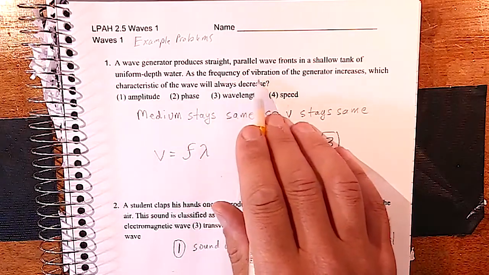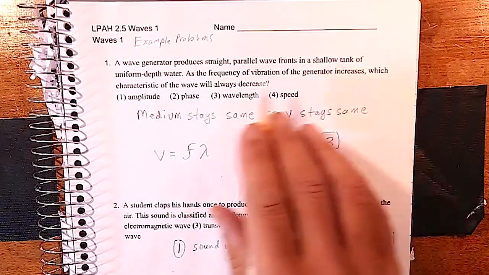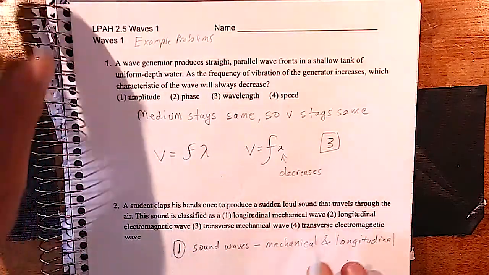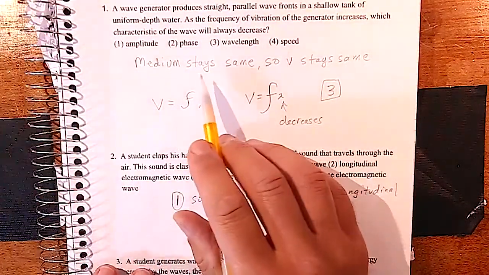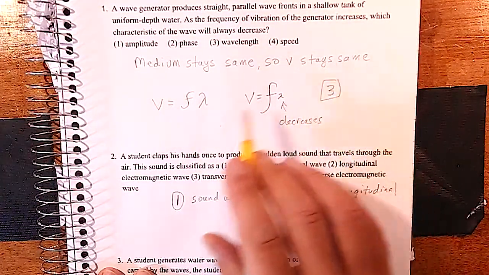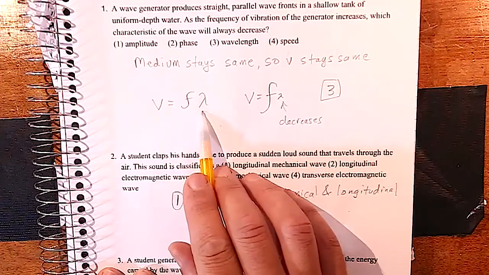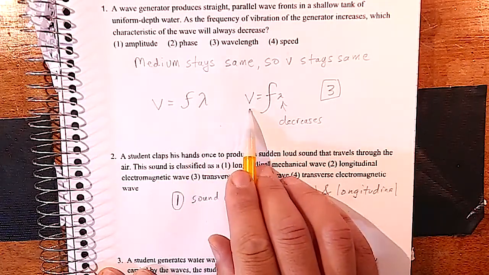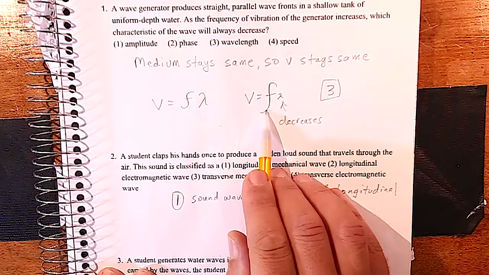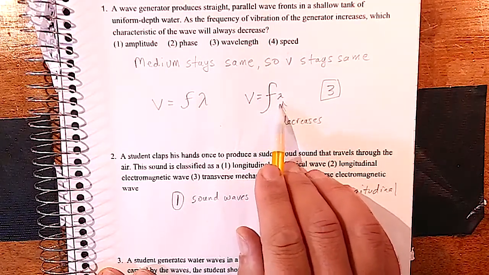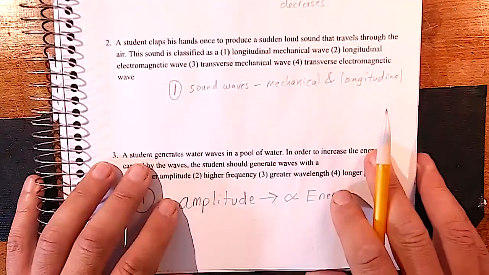It says the frequency of the vibration increases, which characteristic of the wave must decrease. So if the medium stays the same, V stays the same. So we have V equals F lambda. The V is the same. F is going up, so lambda, the wavelength, must go down.